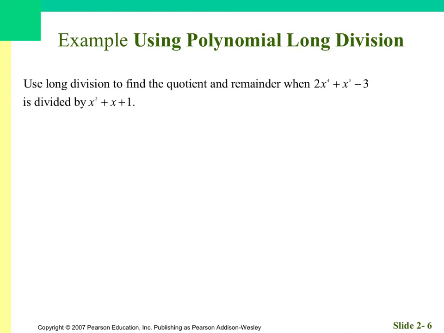Use long division to find the quotient and the remainder. So that means this. You do. Watch what happens here. 2x to the fourth plus x to the third plus 0x squared plus 0x minus 3. How is this different from the original? I have the zeros included. When you're doing division, you need to include everything from the highest degree to lowest degree. So it goes 4, 3, 2, 1, 0. What are we dividing by? We're dividing by x squared plus x plus 1.